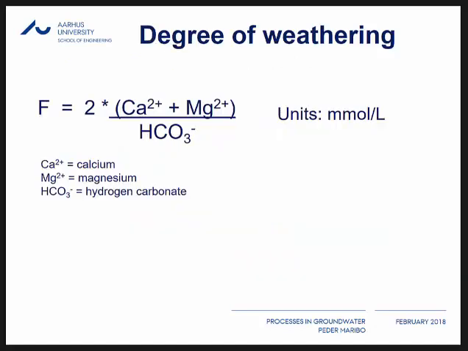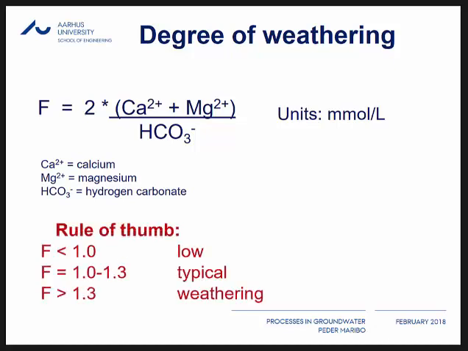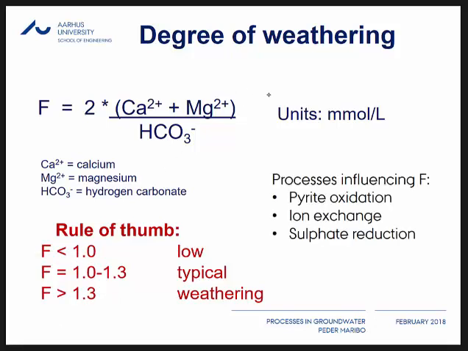And then we've got this degree of weathering that I just mentioned, and the typical level of these components in the water will give us a degree of weathering in the range of 1 to 1.3. A higher degree of weathering is a sign of pyrite oxidation, for instance. Ion exchange influences the degree of weathering as well, as we talked about. It will remove the calcium and the magnesium elements.